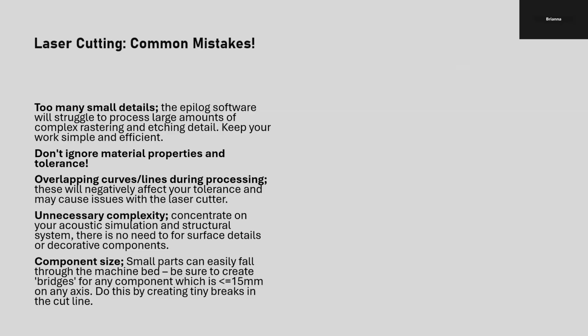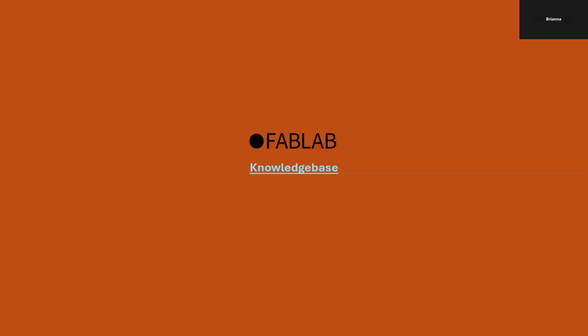An unnecessary amount of complexity sort of goes back to that point about hatches and such, and component size. So small parts can drop through the bed. There's a grid bed that holds our material up, which is 15 millimeters by 15 millimeters. So any small parts require little breaks in their lines in order to facilitate them being cut and not being lost in the machine. So importantly, knowledge base.